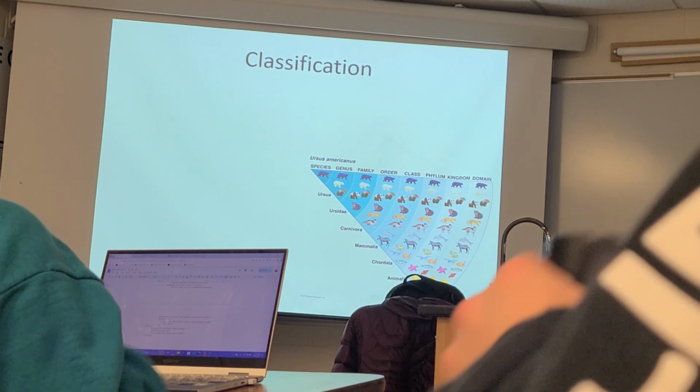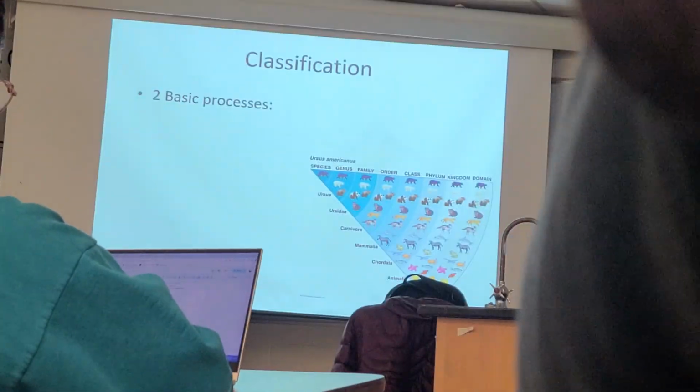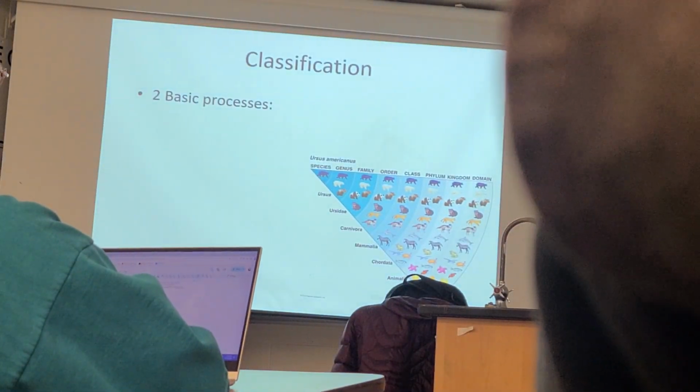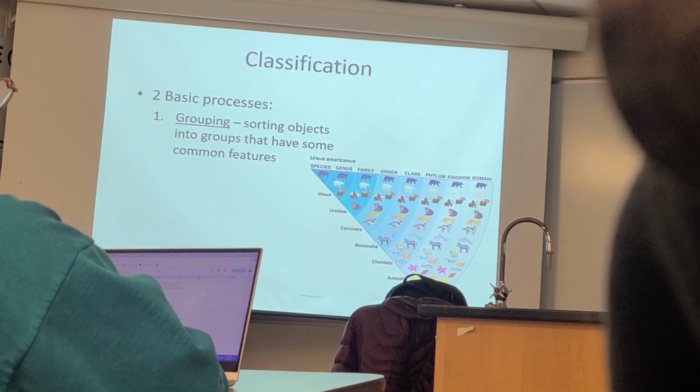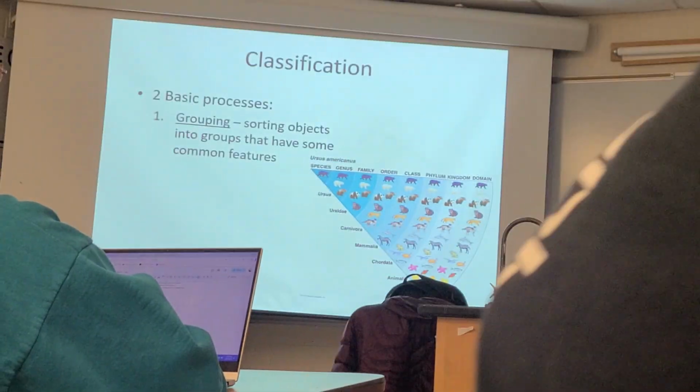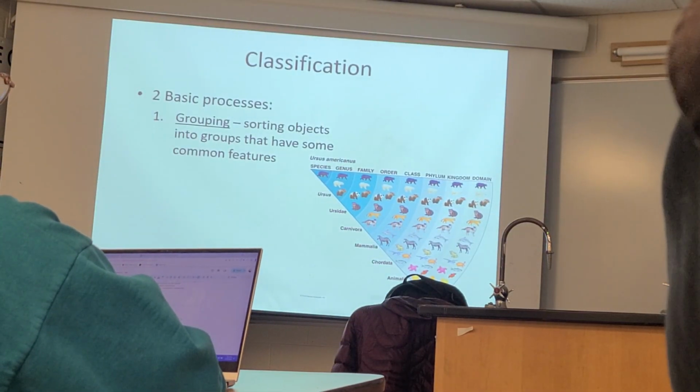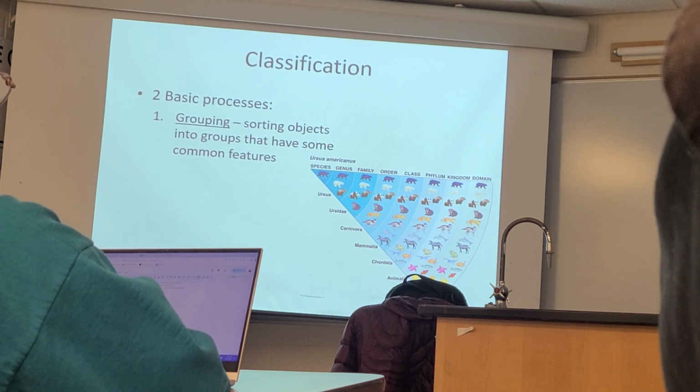What we're going to talk about next, though, is classification. Activity number 4 in taxonomy. There are 2 basic processes involved in classifying organisms. This hopefully should be reviewed from what you learned back in Biology 130 or even 140 for that matter. You're going to group organisms by sorting them into groups that have some sort of common feature.